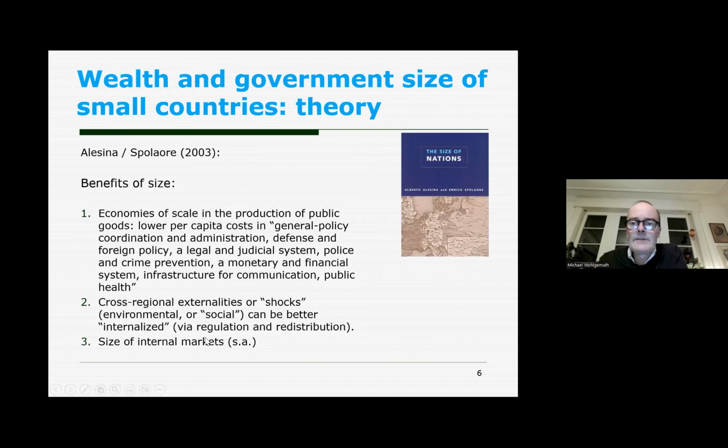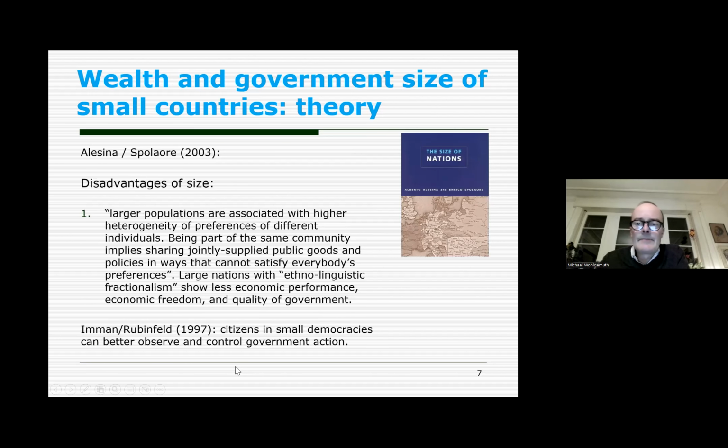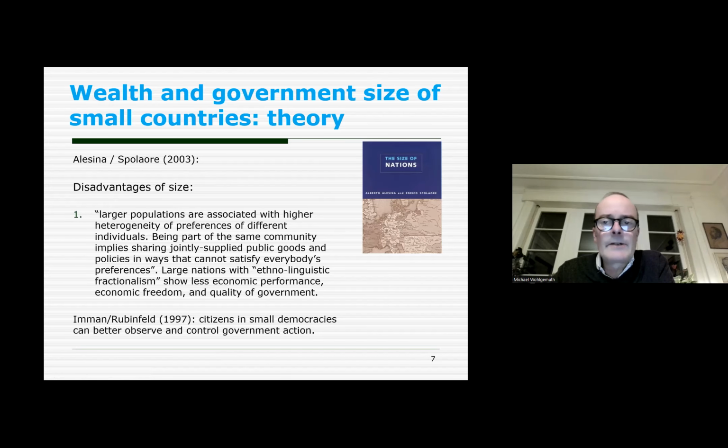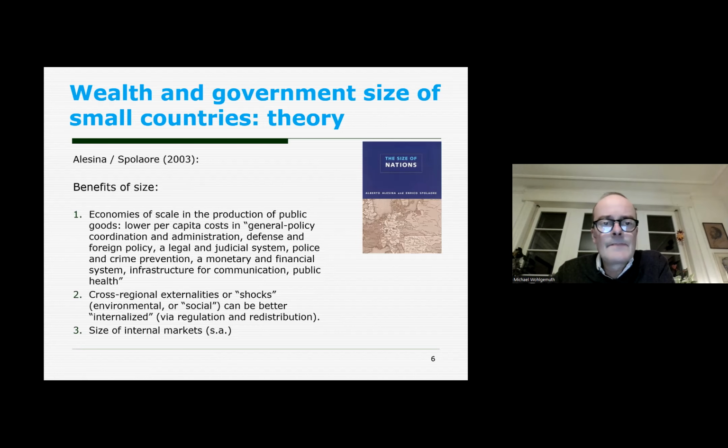And all this is pretty much summed up by Alesina and Spolaore in their famous book, The Size of Nations. And they also very much stress these disadvantages of size, saying that larger populations are associated with higher heterogeneity of preferences. Wait, I have to start with this one, the benefits of size.